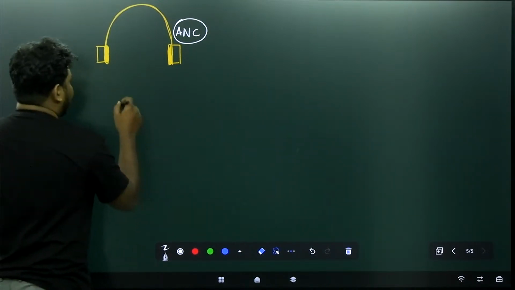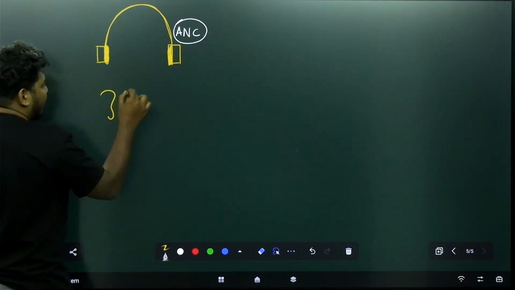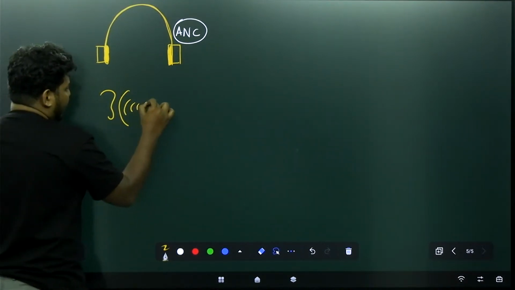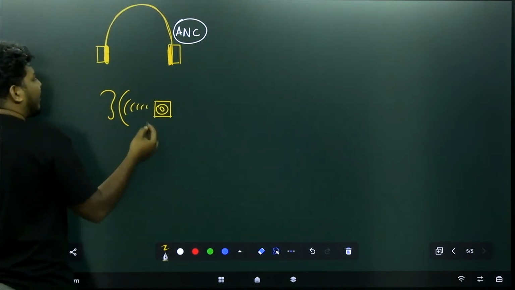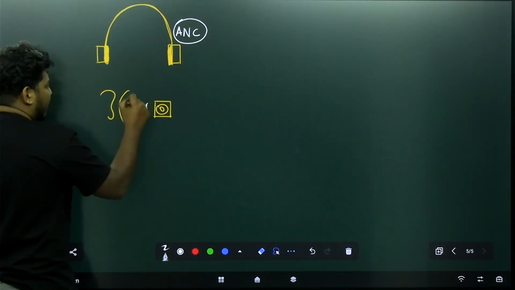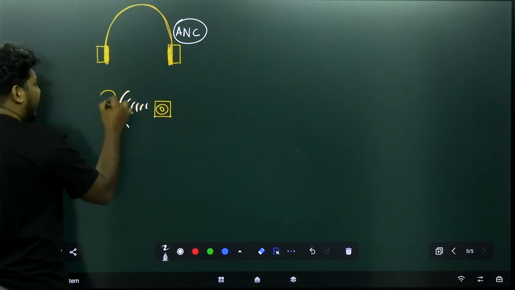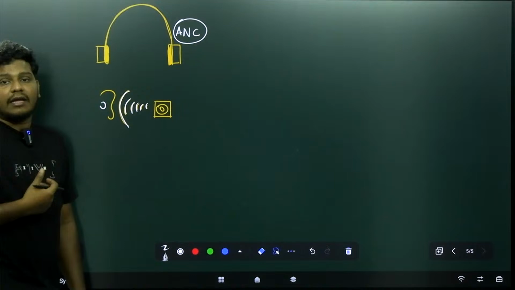So look at this one. When you are hearing music through the speaker, what will happen? The sound wave will come from here, and that will vibrate the eardrums inside the ear.